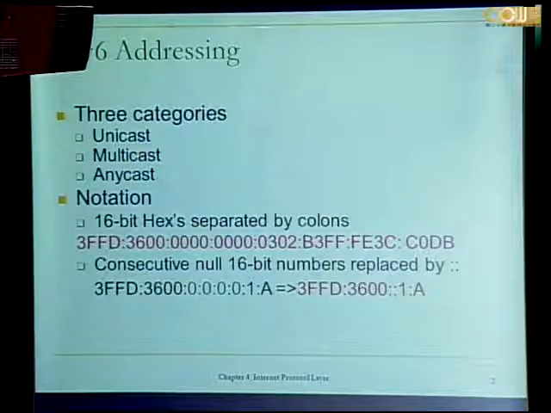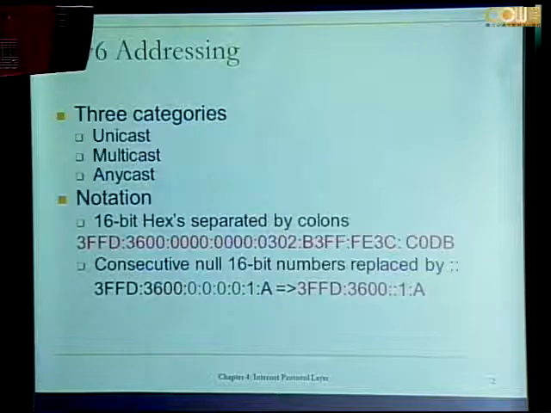The next issue to look at is the IPv6 addressing. Like IPv4, it has unicast and multicast, but it also has anycast, which means that the destination is one of a group of destinations. It could be any of them, any one of the group members.